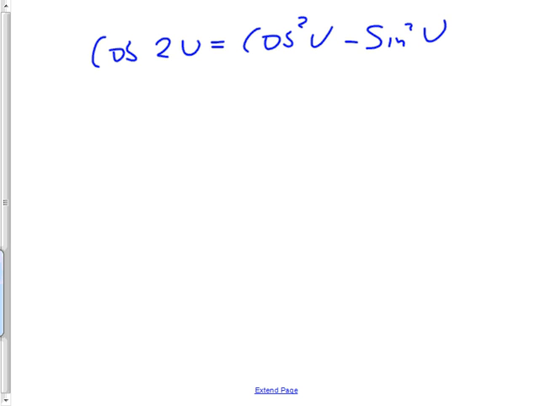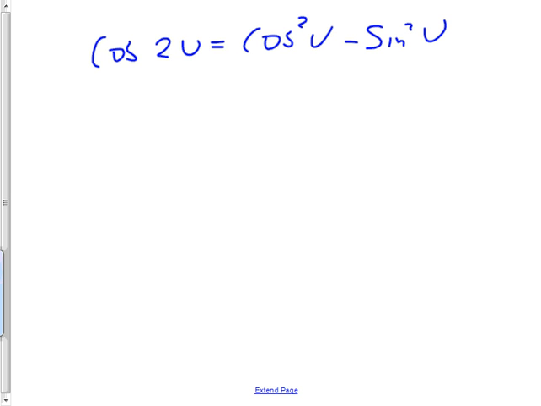Cosine of 2 theta is equal to cosine squared theta minus sine squared theta. Hang on, it's supposed to be a theta. All right. That is a fact. They give it to you in the test. Now let's prove that it actually works. Would you agree that 2 theta is really the same thing as theta plus theta?